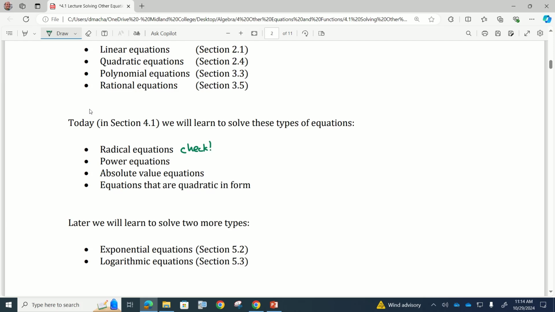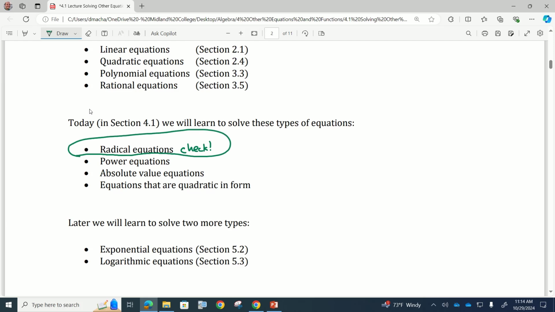As far as I know, you don't really have to worry about this with most power equations, not the ones we're going to see in class. Absolute value is fine. Quadratic in form, that's fine. Exponential and log, that's fine. This is really the ones where you have to worry about having these bad solutions.